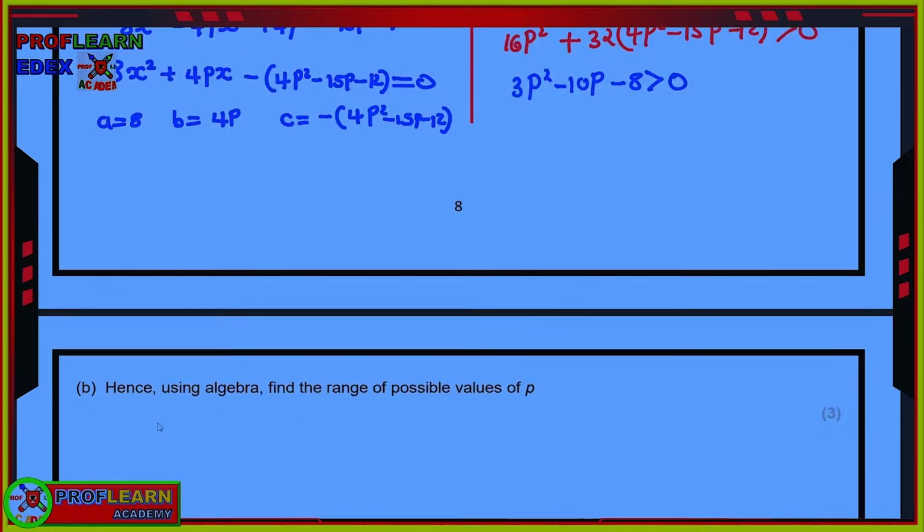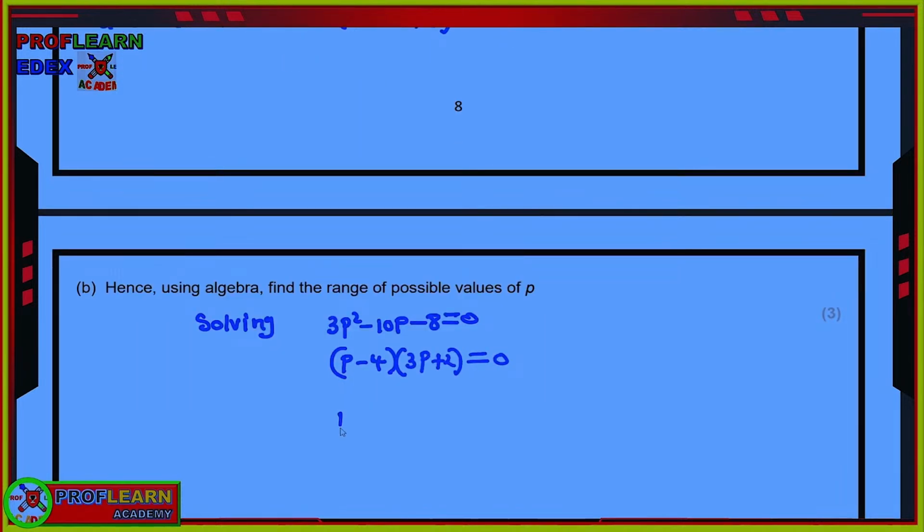Now the next part, they are telling you, hence use algebra to find the range of possible values of p. Basically, we are trying to solve a quadratic inequality. And whenever you are solving a quadratic inequality, you are going to treat that inequality as an equal sign. You solve it first using maybe factorization, or you can use the quadratic formula. You get the exact values of p. Once you have gotten the values of p like this, you are going now to sketch. Don't forget to do that. You sketch the graph this way, then come here, write the values.